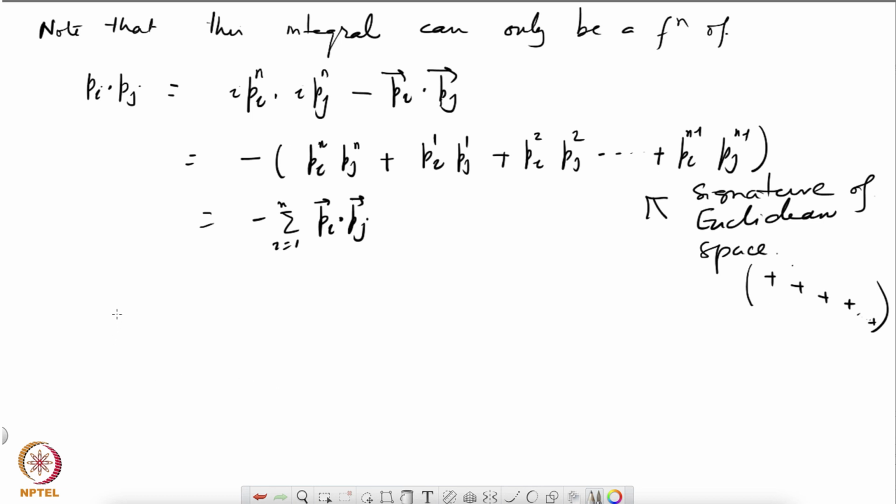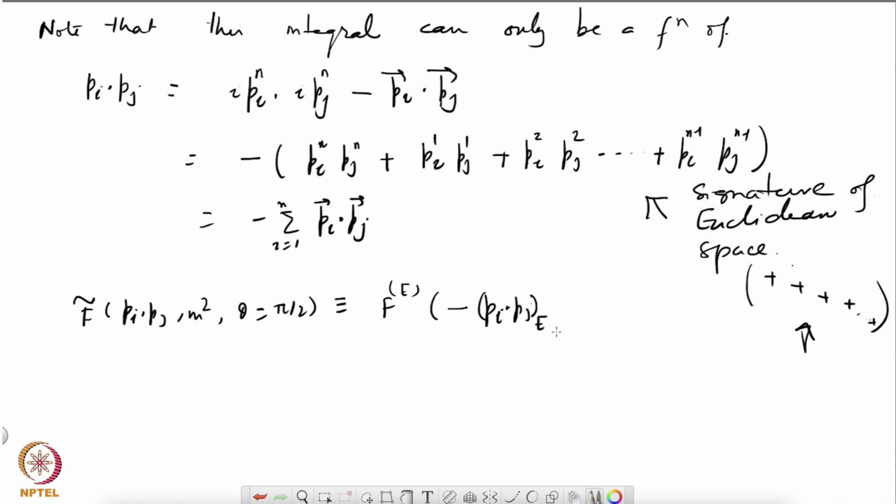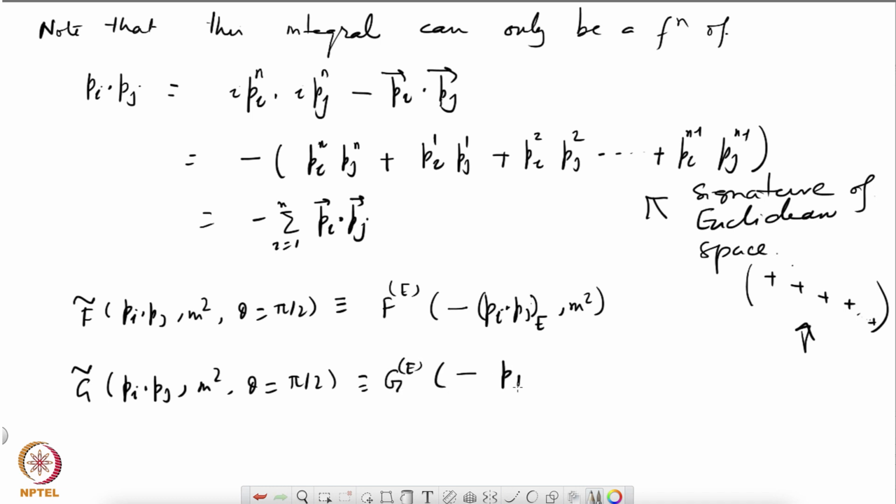Okay, so this is what is usually defined as the Euclidean Green's function. So that is f tilde with this p_i dot p_j, m square, and if you put theta equal to pi by 2, then this is what is called the Euclidean Feynman integral of p_i dot p_j. You have to evaluate it with this signature, so I will make it explicit by putting Euclidean here, and then you have m square. And because these Feynman integrals enter the Green's functions, correspondingly the Green's function will be given by this. So this is the expression for the Green's function. This is called the Euclidean Green's function.